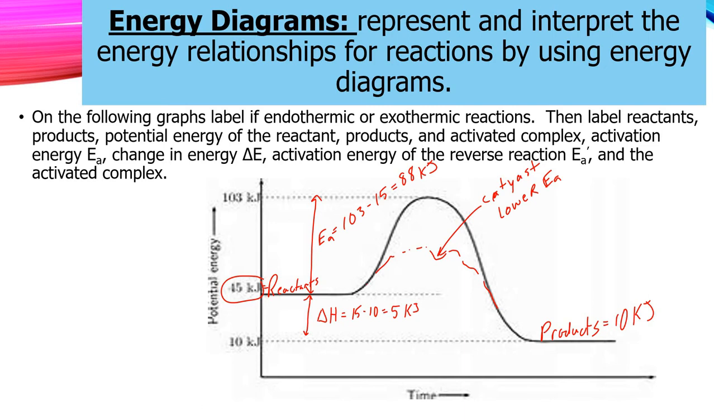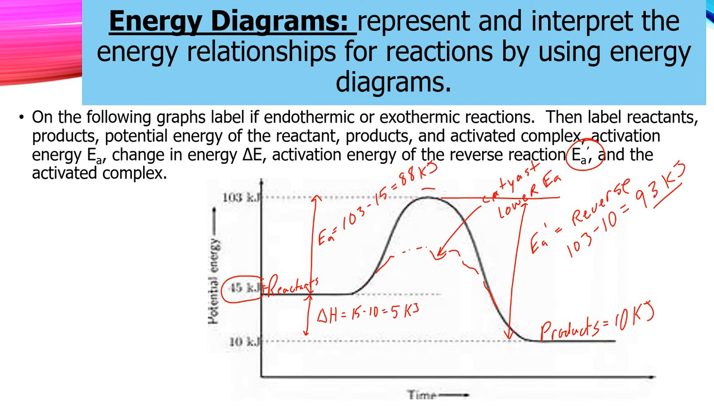Okay, E of A prime is just if I go backwards. If I go from my products to the top of the curve, that's my energy of activation of the reverse reaction. So if they asked me for that, I would take 103 minus 10, and I would get 93 kilojoules as my E of A prime. So anytime they put a prime on it, it just means going backwards. Going forward, we would be giving off 5 kilojoules overall.